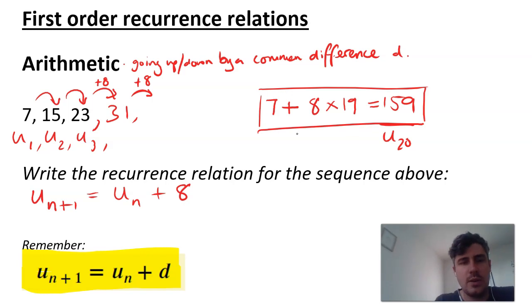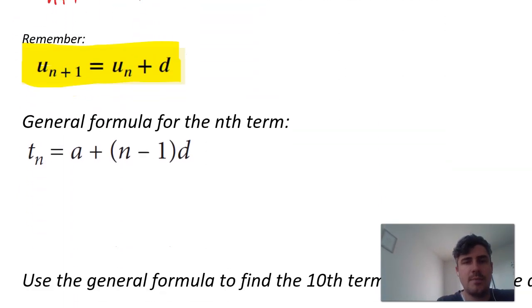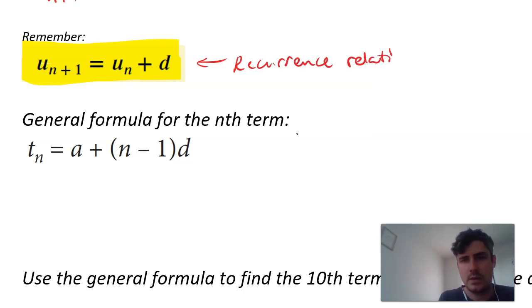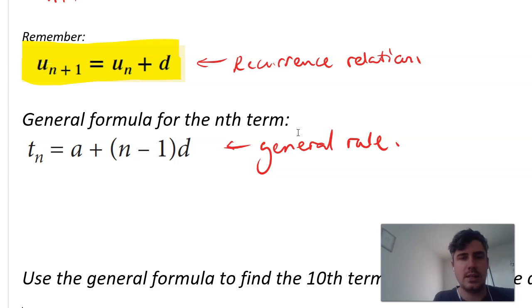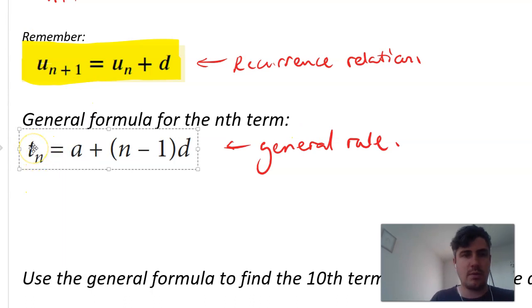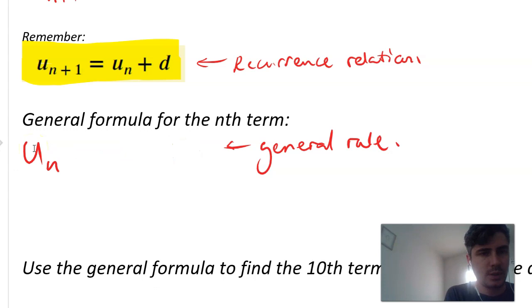So to do that, we use what we call a general rule for the nth term. If the recurrence relation is this, then this is what we call the general rule. And it's slightly different because for this we can actually find, that should say U there. So I'm just going to rewrite that. Un equals a plus n minus 1 times d.